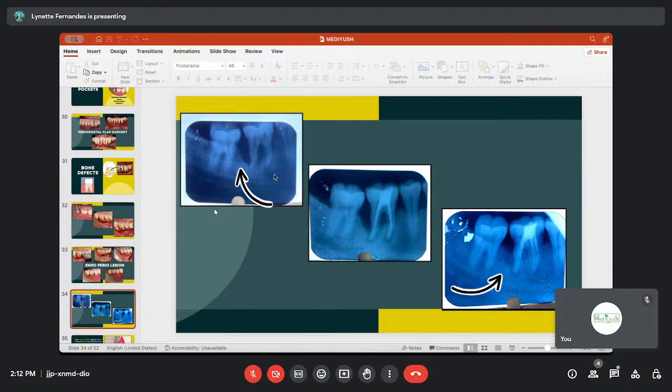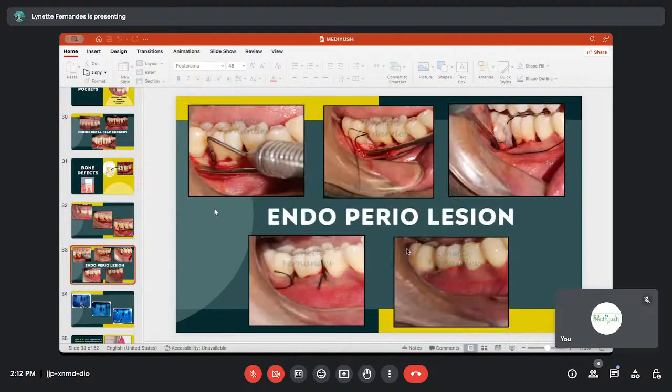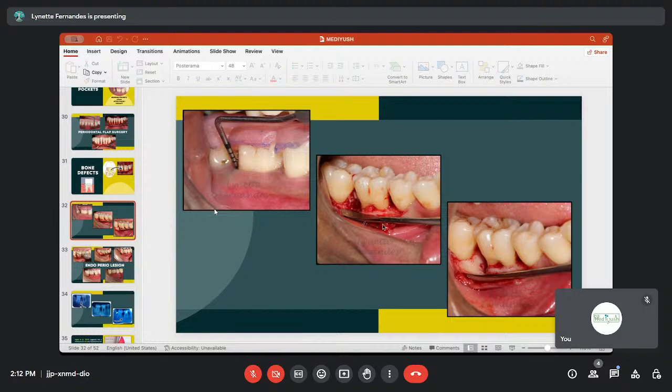As you can see, the bone level apically has increased quite a bit. So after 3 months, you go ahead and plan your periodontal surgery. This is how the surgery was done in this case. We reflected a flap, with minimal reflection of only this area.